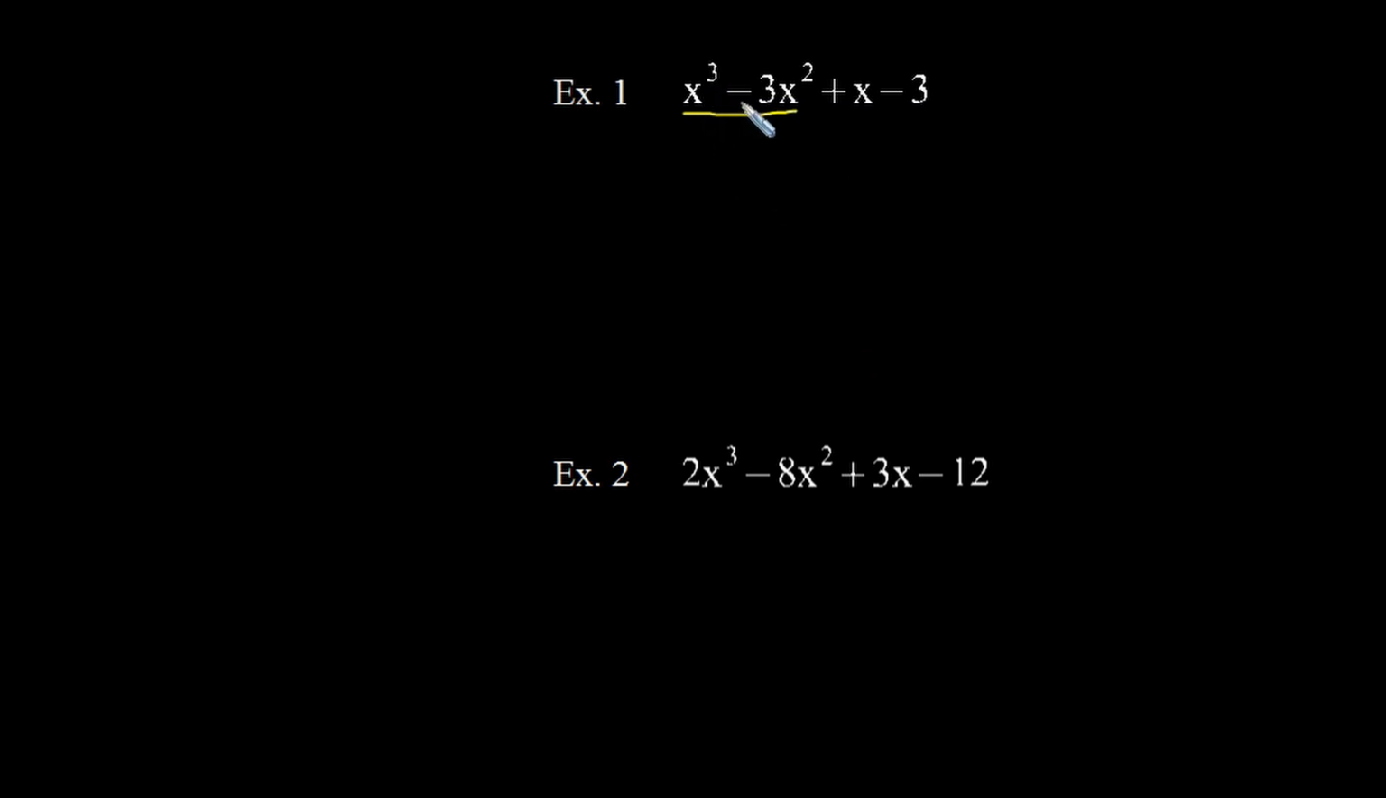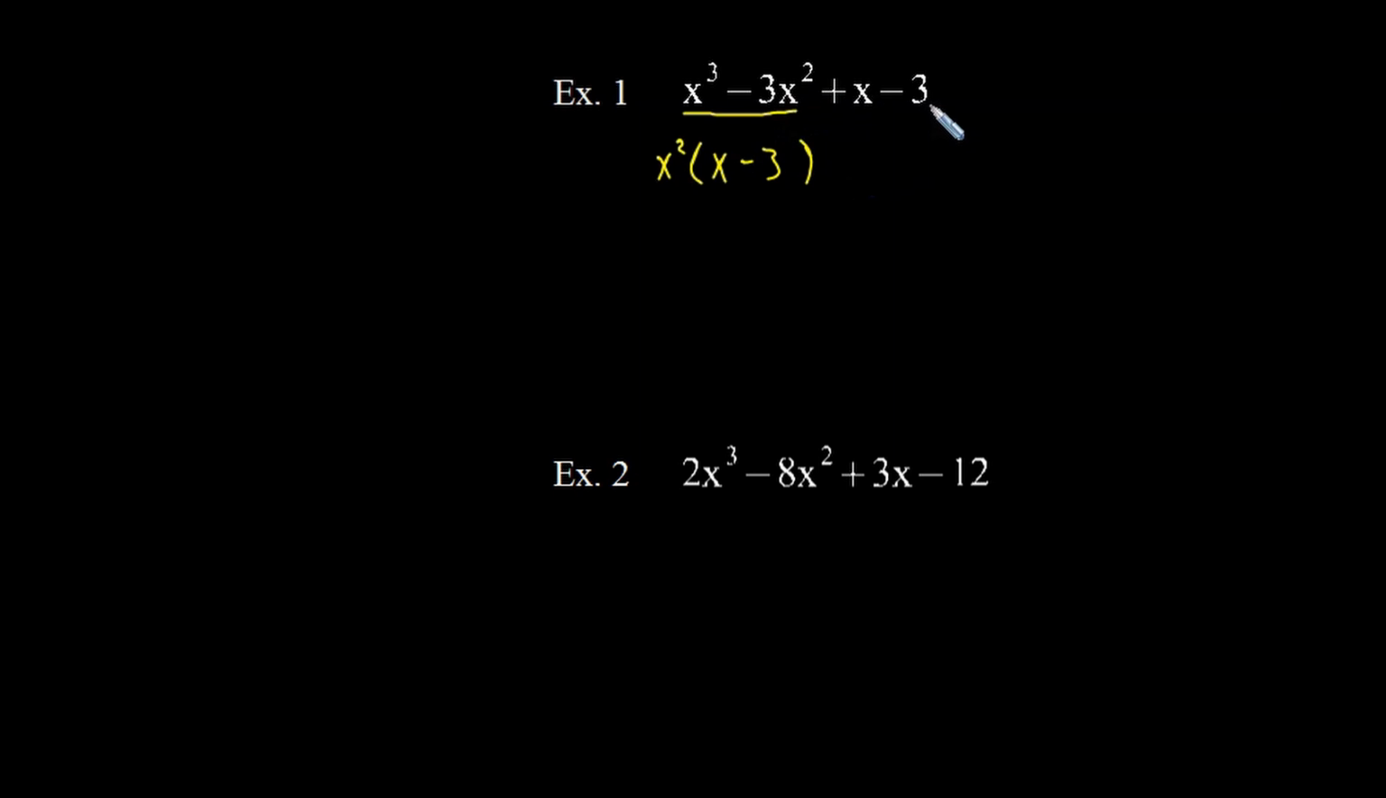So we have x cubed minus 3x squared. We're going to factor out an x squared. That will leave us x minus 3. Always do a quick check. x squared times x is x cubed. x squared times minus 3 is negative 3x squared. So we've done that correctly.